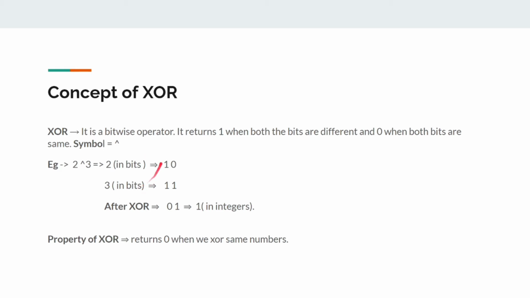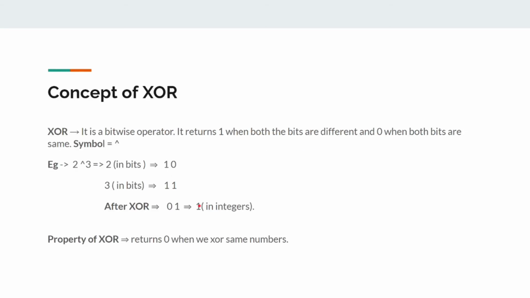So 2 in bit format becomes 1 and 0, and 3 in bit format becomes 1 and 1. If we XOR both of them bit by bit, the 0th bit is 0 and 1, so both of these bits are different, and our XOR will result in 1. For the first bit, both bits are the same, so our XOR will give us 0. So our answer becomes 1 in integer after XORing 2 and 3.